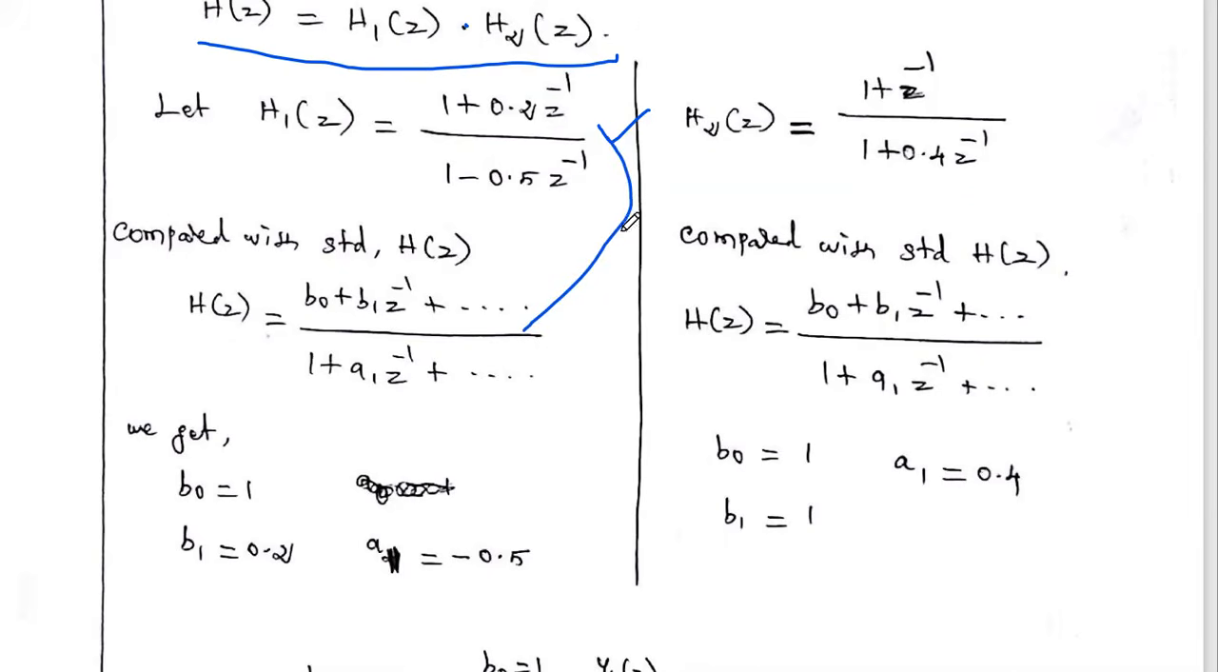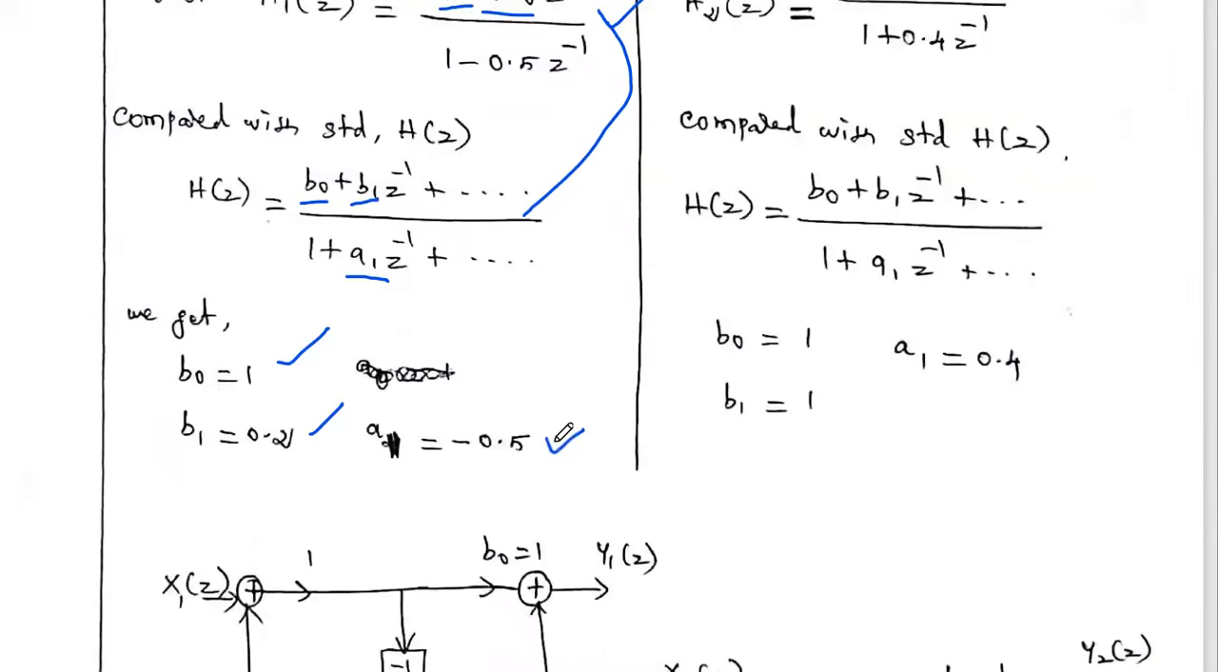If you are comparing these two transfer functions, you see in the numerator, in the place of the constant, what is the term available? 1. So b0 is 1, and the coefficient of z inverse is 0.2, this is b1, so b1 is 0.2. Similarly, in the denominator, the first term is 1, the second term is a1, and in the place of a1 there is 0.5, so a1 is 0.5.